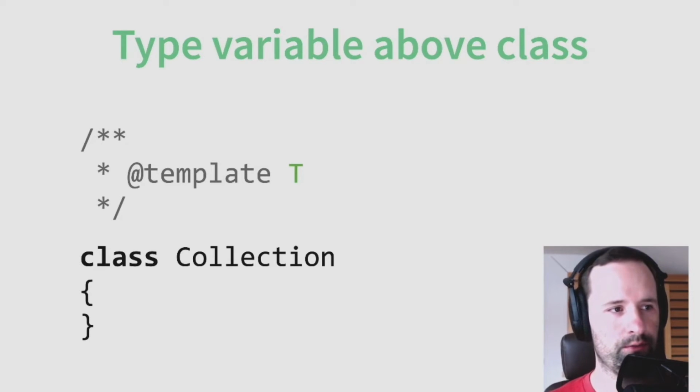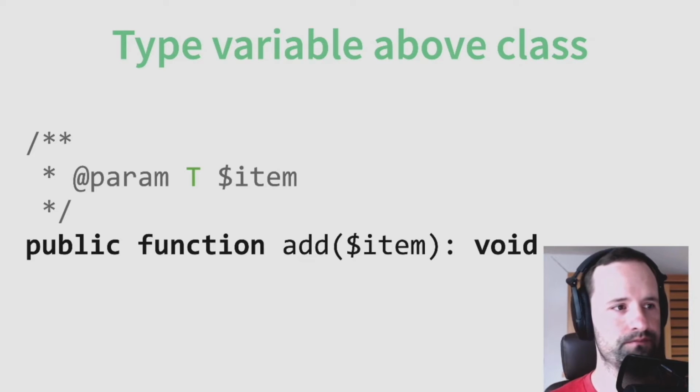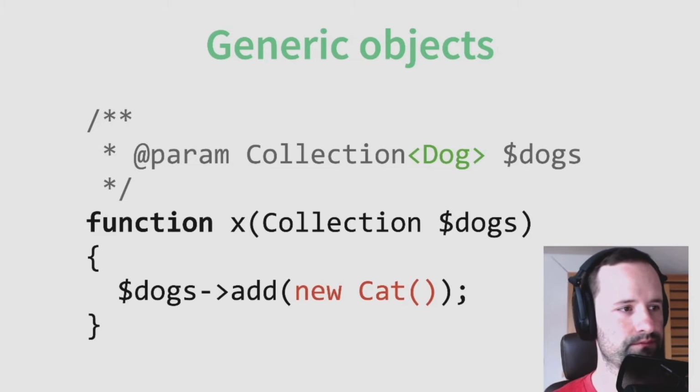Until now, I talked only about type variables above functions, but we can put them above classes and interfaces too. So if we put @template above a class or an interface, we are then able to reference the type variable above methods and above properties without repeating the @template PHPDoc tag. And when a class declares a type variable, we can specify it when type hinting the class like this inside the less than and greater than operators. In this case, a collection of Dogs will not accept an argument of type Cat, so PHPStan will correctly mark this as an error in your code.